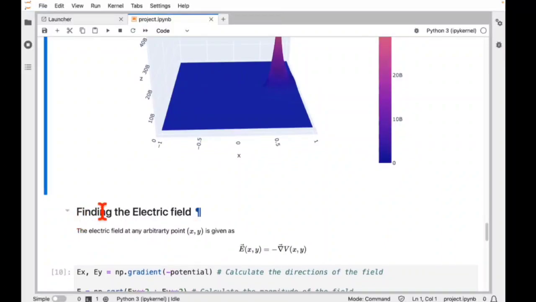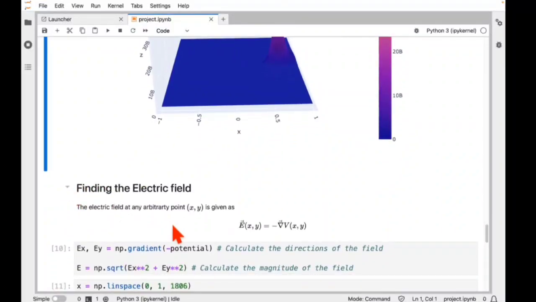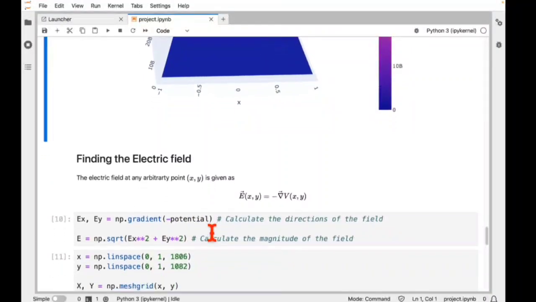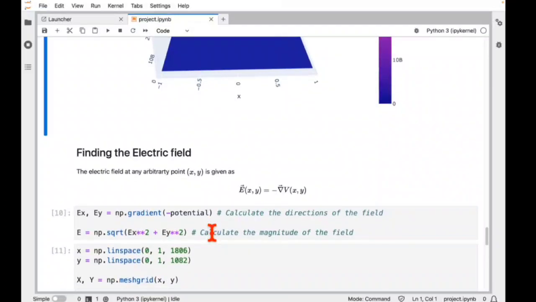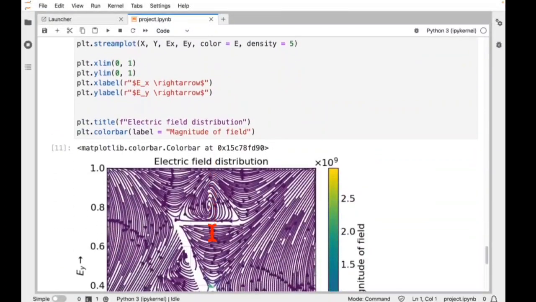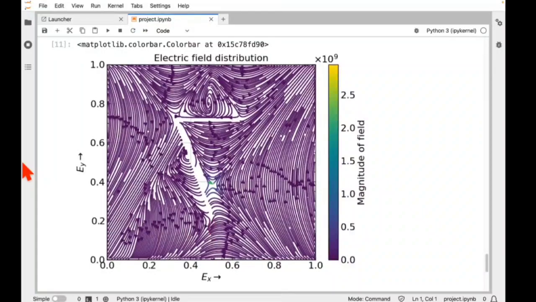Moving on, we can find the electric field using this potential as well. The electric field E(x, y) is simply the negative gradient of the potential, and we can calculate the magnitude of the electric field by just taking the norm of the two vectors, Ex and Ey, which represent the x and y components of the electric field. And then we can plot it. This plot is actually inverted relative to the original setup. Nonetheless, it represents the same thing.